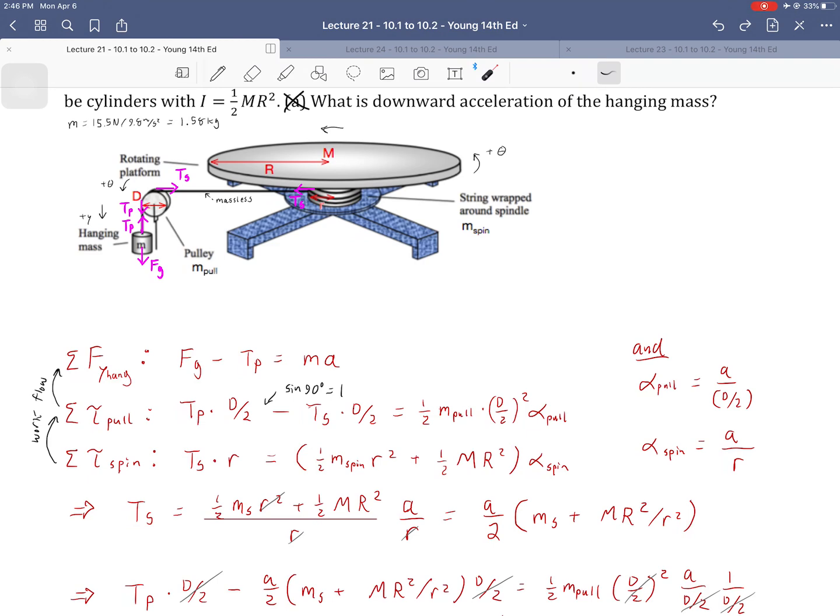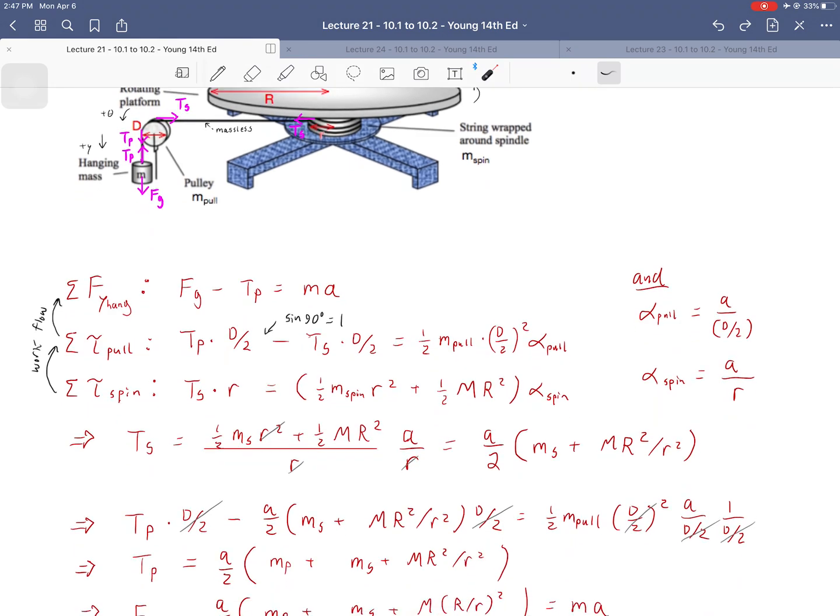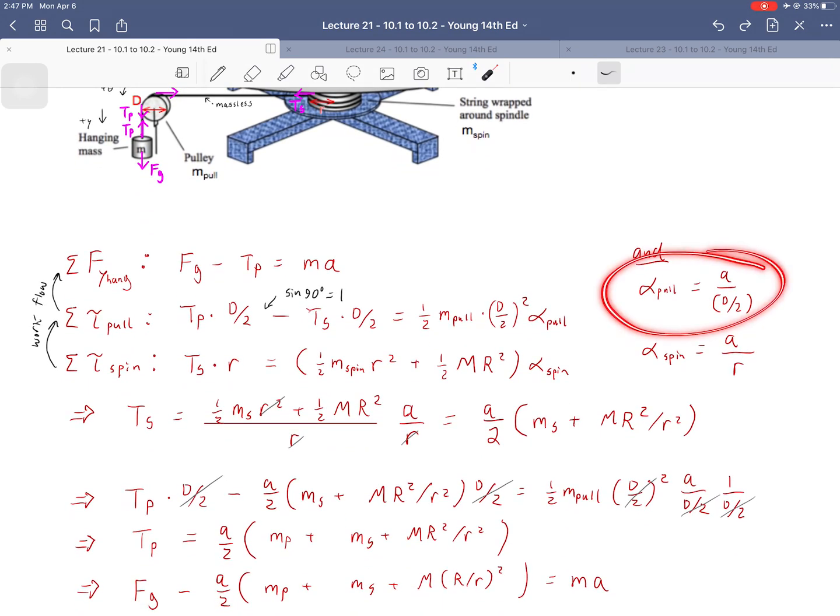Okay, but here's the thing. That's going to be equal to I times alpha, but it's not just I of the spindle, because sitting on top of the spindle is this big giant disk. So the inertia that actually is relevant to the applied force, Ts, is the overall inertia of the spindle plus the disk resting on top of it. So it's 1/2 m spindle times radius squared plus 1/2 m disk times radius of disk squared. Okay? So that's the overall inertia. That's what these parentheses represent. And that's going to be times the angular acceleration of the spindle.